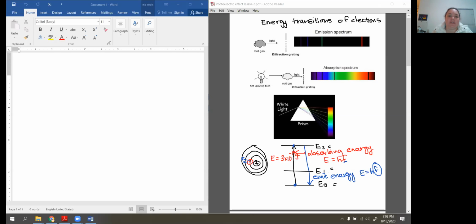Now what we need to do is link this to what we see in emission and absorption spectra. So I'm going to start with what we call the continuous spectrum.